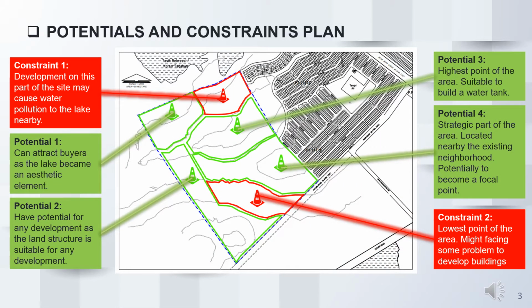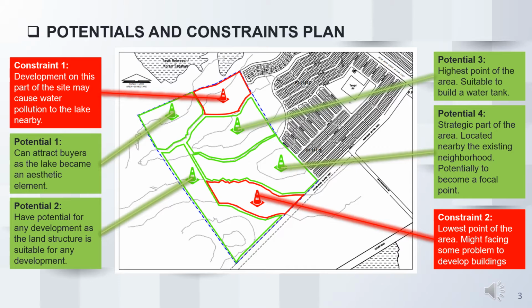Potentials and constraints plan. Potential 1. Can attract buyers as the lake became an aesthetic element. Potential 2. Have potential for any development as the land structure is suitable for any development. Potential 3. This is the highest point of the area suitable to build a water tank. Potential 4. This is the strategic part of the area located nearby the existing neighborhood, potentially to become a focal point.